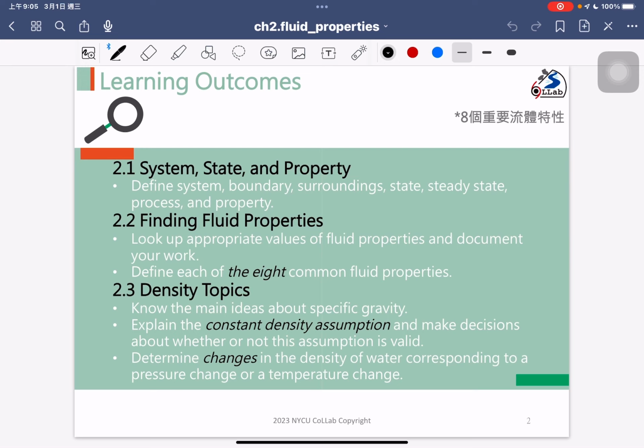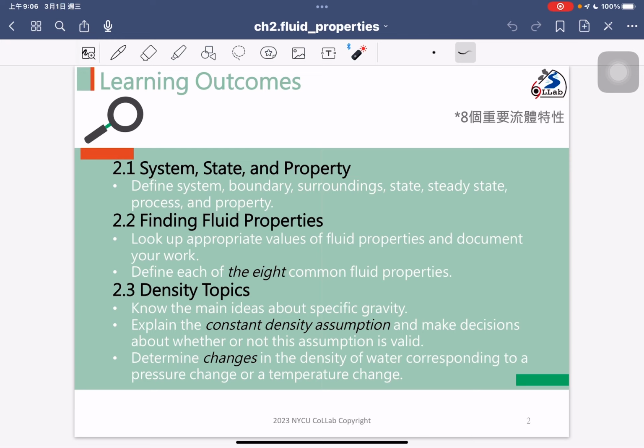the most important parameters for solving a problem are the properties. So after you define the system and the state, if you don't know how many properties are involved in your system, you cannot understand what the solution for your problem is. So that's why the next step is finding the fluid properties.